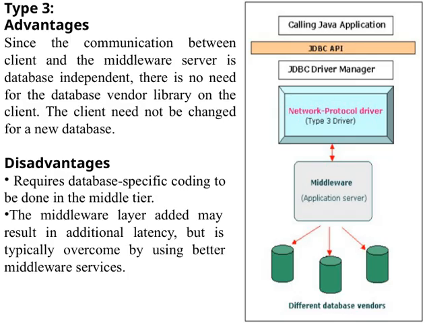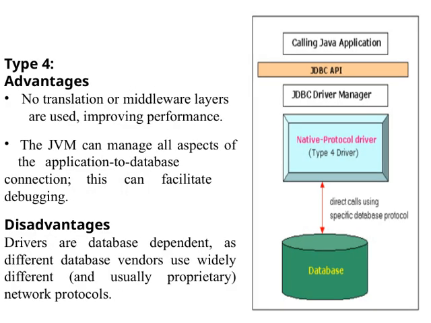and potential performance considerations. All right, let's talk about Type 4 drivers and their advantages. One of the main benefits is that no translation or middleware layers are used, which directly leads to improved performance. Because these drivers communicate straight with the database, there's less overhead and faster data exchange. Additionally, the Java Virtual Machine, or JVM, handles all aspects of the application-to-database connection.